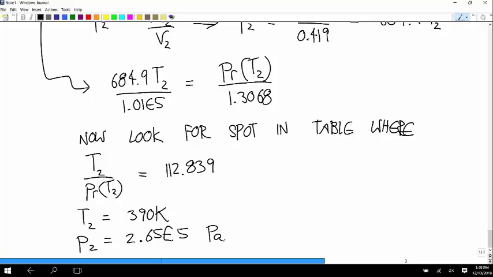We got what we expected. In the case of the isentropic process, the pressure and the temperature were both higher than in the isothermal process.